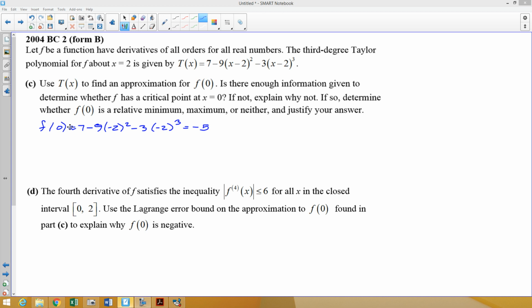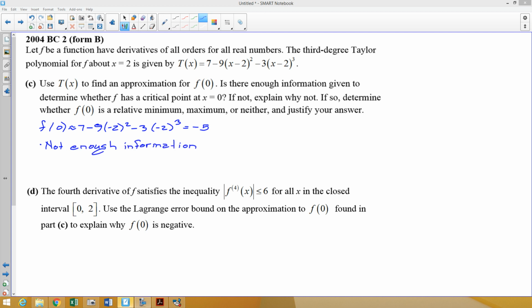Is there enough information to determine whether f has a critical point at x equals 0? If not, explain why not. If so, determine whether we have a max, min, or neither at this place. And this one's going to be a little bit easier than the last one because the answer is no, there is not enough information.